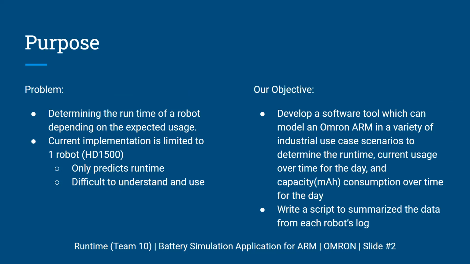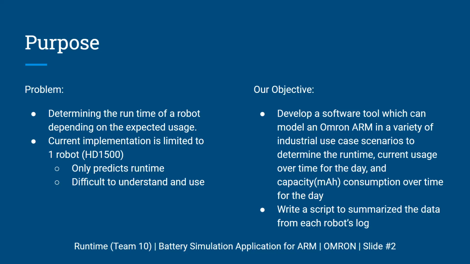So the current problem is that we have to develop or determine the runtime of a robot depending on the expected usage or the environment that it's going to be in. There is a current implementation of it, but it is limited to one robot, which is the HC 1500, and it only predicts the runtime, and it is difficult to understand and use.